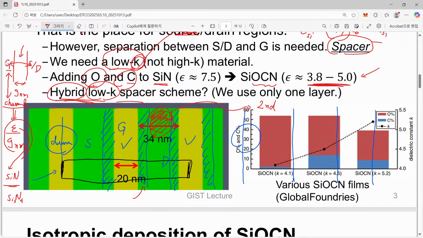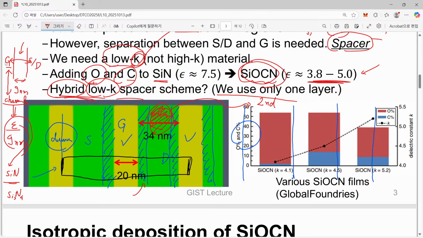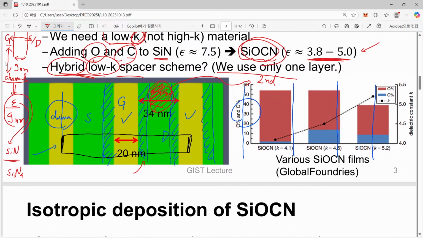In reality, it is known that, I'm not making any device, but engineers are introducing this hybrid low-K spacer scheme. But we will just use one layer named low-K. So what is it? Maybe a mixture of this silicon oxycarbon nitride. So let's just assume this simple assumption. Please have a look at this one here. This is taken from a Global Foundries paper, and now you can see that this is the percent of oxygen and carbon.